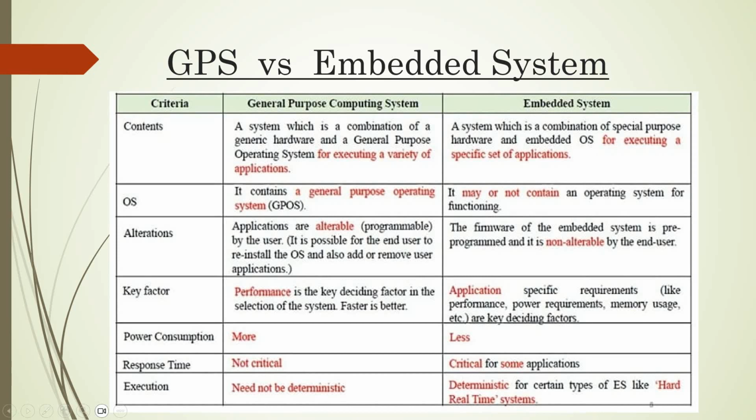Whereas the embedded system is application oriented: performance, power requirements, and memory usage are the key deciding factors for selecting an embedded system. The power consumption of a general purpose system is more, whereas in an embedded system it is less. In a general purpose system the response time is not critical, whereas in an embedded system it is critical for some applications. Execution need not be deterministic in a general purpose system, whereas it is deterministic for certain types of embedded systems, like hard real-time systems. So we have seen the difference between general purpose and embedded systems. Now we'll move to the next topic.